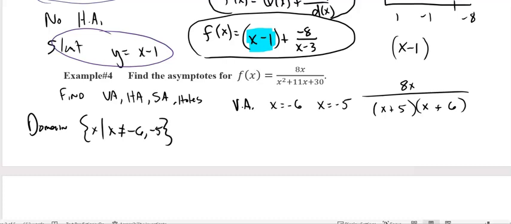And then I can find the horizontal asymptote, because there is one in this case. The degree of the denominator, 2, is greater than the degree of the numerator, so y equals 0. And now I can do a little bit more.